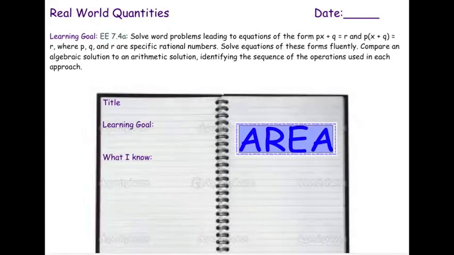Today we're talking about real-world quantities, and our learning goal has us solving word problems in forms of equations. So it gives you this equation form: px plus q equals r, and p times x plus q. Both of those equations are things that we've seen before, especially the second one. It might remind you of the distributive property.